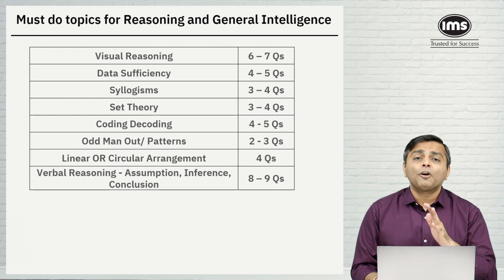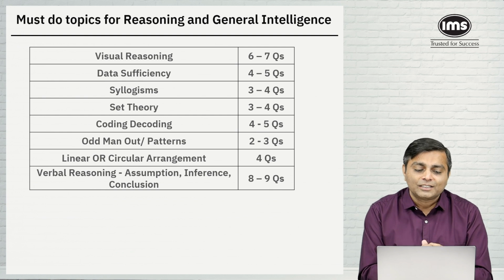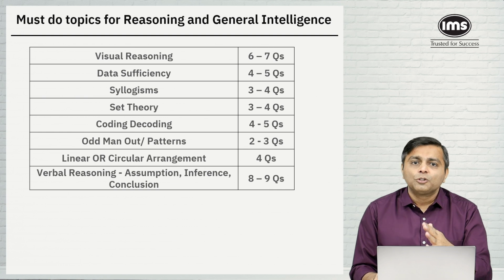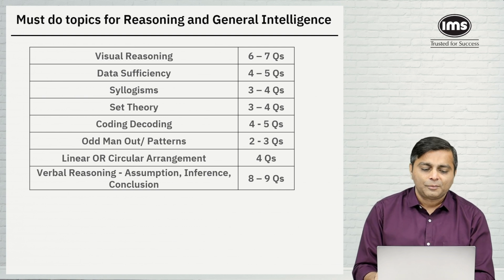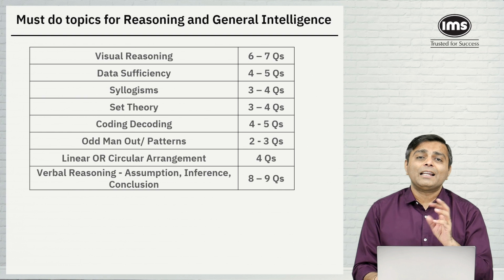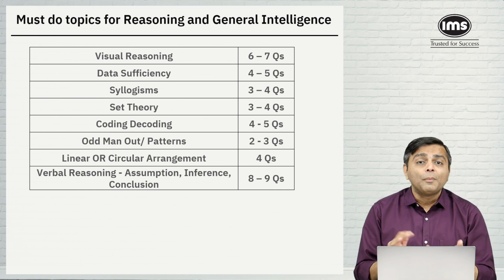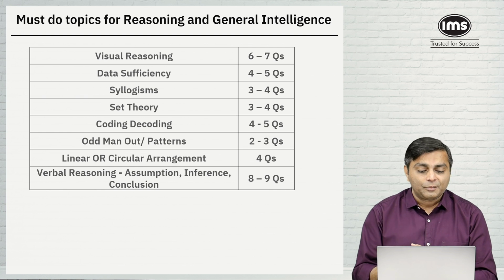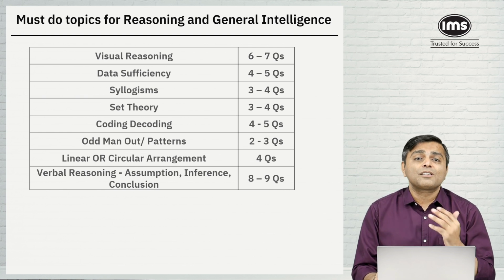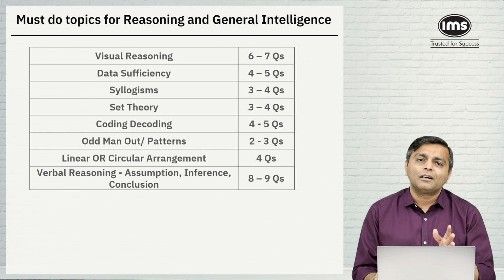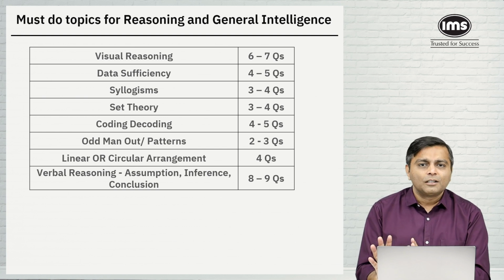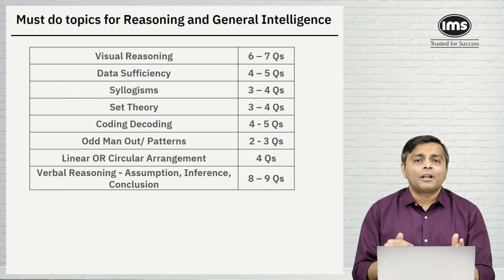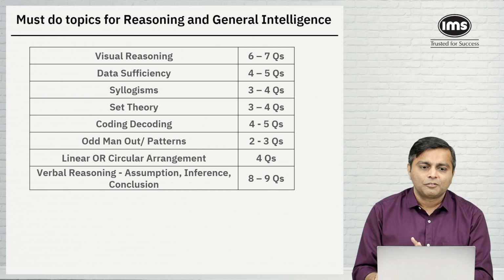Moving on to the logic section, the reasoning and general intelligence section. Visual reasoning, again, as usual, 6 to 7 questions. Data sufficiency, as usual, over the years, it has been coming roughly 4 to 5 questions. Syllogisms, somebody said they saw, somebody said they did not, so you may or may not see them. Set theory, 3-4 questions. Coding, decoding, quite a few, 4 to 5 questions. There are odd man out questions this time, which were not very commonly seen till last year. Odd man out, and patterns is another common area that is tested, around 2-3 questions. Linear or circular arrangement, 1 set for sure, so 4 questions of that.